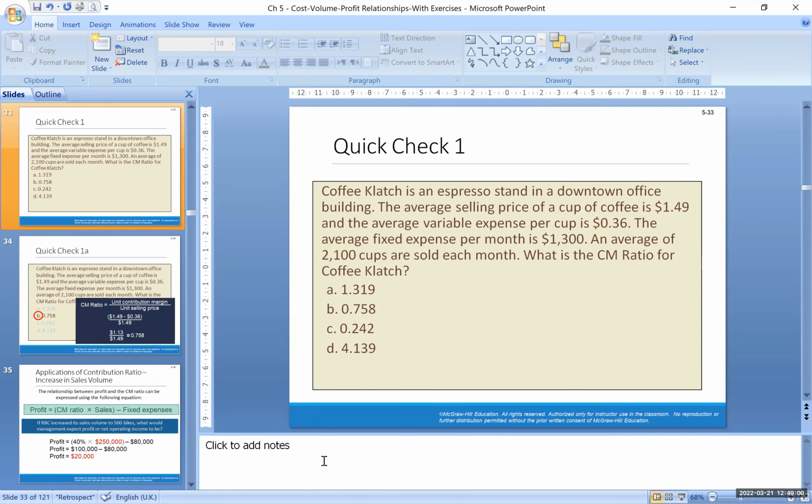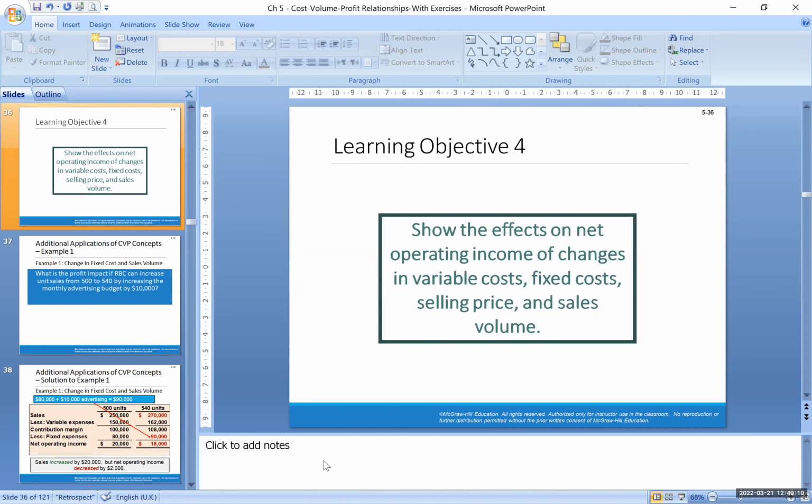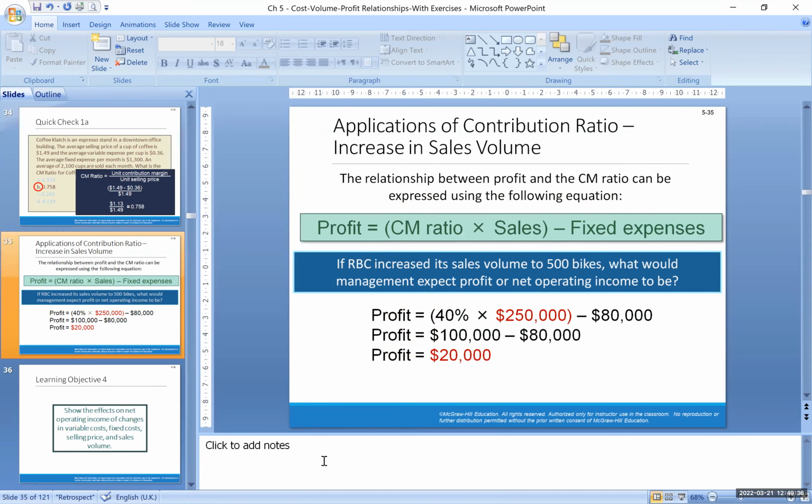The contribution margin ratio is calculated simply by the contribution margin per unit divided by price per unit. In another way, we can calculate it as contribution margin for the whole units divided by the sales for the whole units, but we need to multiply by the 2,100 for the price and the variable cost. It should be the same answer.